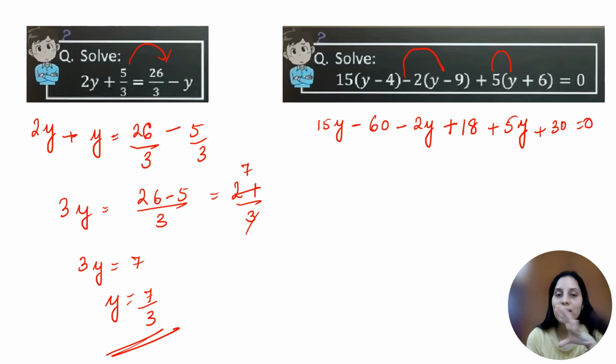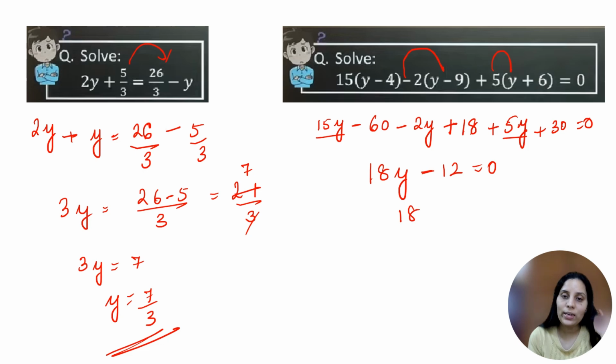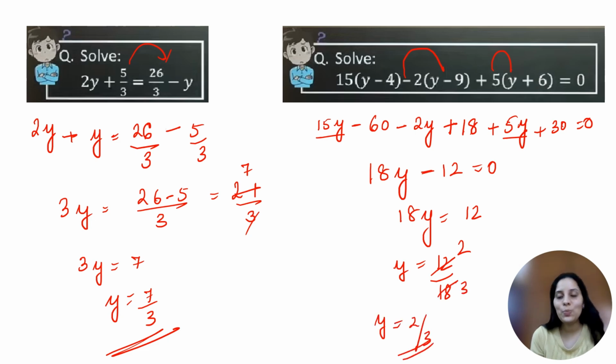Now all the y terms we will first simplify. 15 plus 5 is 20. 20 minus 2 is 18y. Now 18 plus 30 is plus 48. 48 minus 60 is minus 12. So 18y equals to plus 12. Y is 12 by 18, which is 6 2s are 12, 6 3s are 18. Y equal to 2 by 3.